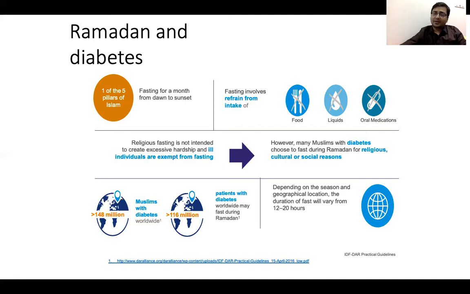So coming to Ramadan and diabetes, we all know that one of the pillars of Islam is fasting for a month from dawn to sunset. This fasting involves refraining from intake of food, liquids, even oral medications. Religious fasting is not intended to create excessive hardship, however, and ill individuals are exempt from fasting. However, many Muslims with diabetes choose to fast during Ramadan for religious, cultural, or social reasons.